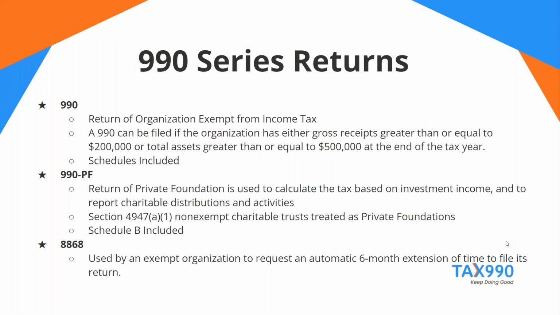You can only file one extension form per tax year. If you filed an extension on your original deadline and your extension deadline has approached, you have to file your 990 series form. You cannot file another extension form.